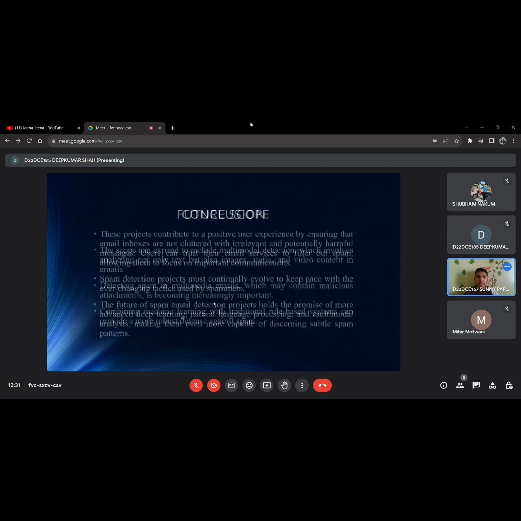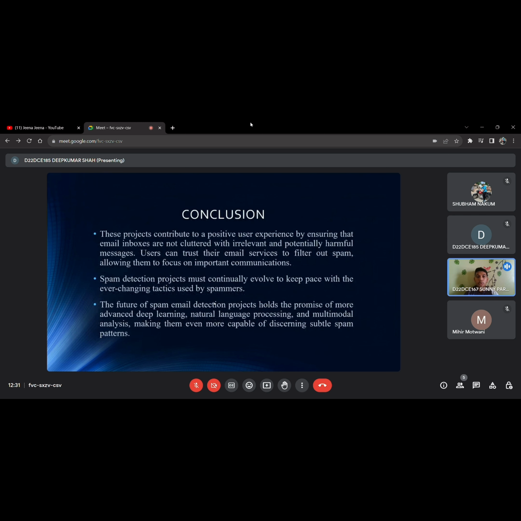And the conclusion is that this project contributes to a positive user experience by ensuring that email inboxes are not cluttered with irrelevant and potentially harmful messages. Users can trust their email services to filter out spam, allowing them to focus on important communication. Spam detection projects must continually evolve to keep pace with ever-changing tactics used by spammers. The future of spam email detection holds the promise of more advanced deep learning, natural language processing, and multimodal analysis, making them even more capable of discovering subtle spam patterns.